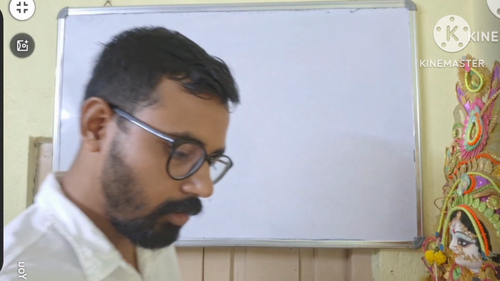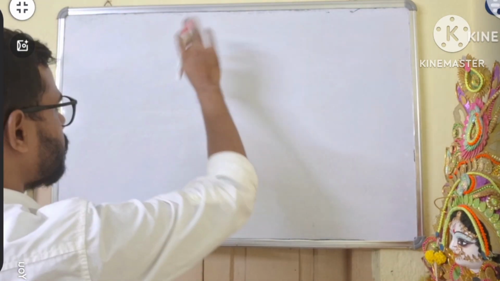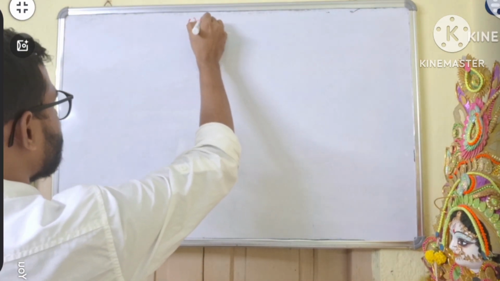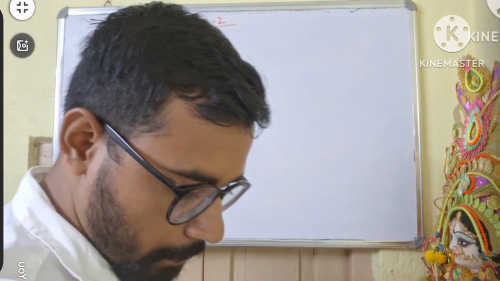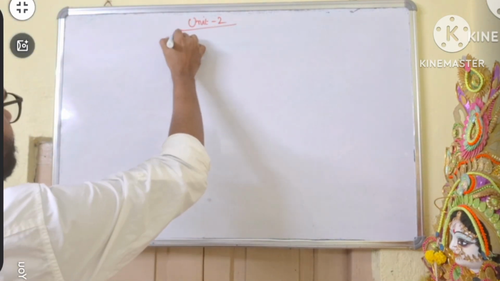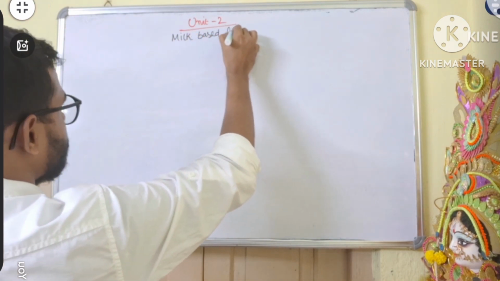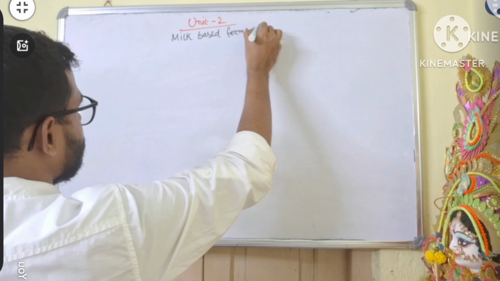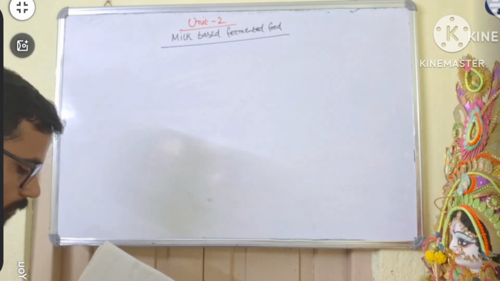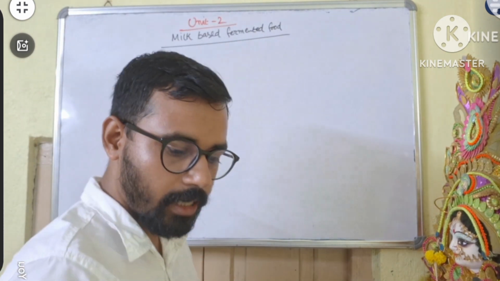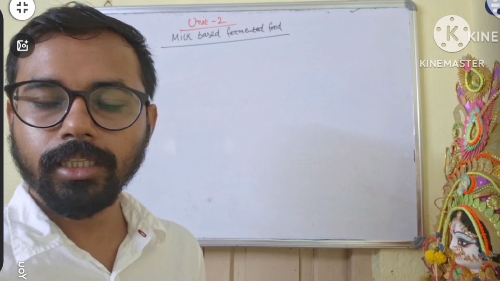Okay. So this is part number two. Unit two, milk-based fermented food. We covered this in the last class. And class number one is dedicated to starter culture and the processes of industrial fermentation.